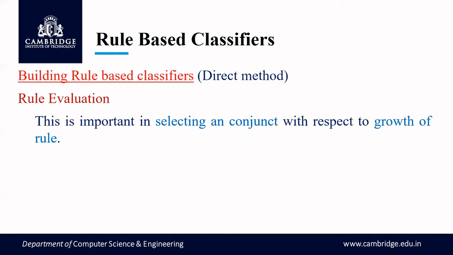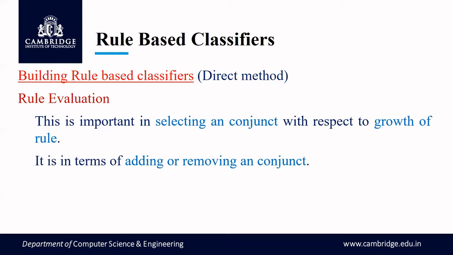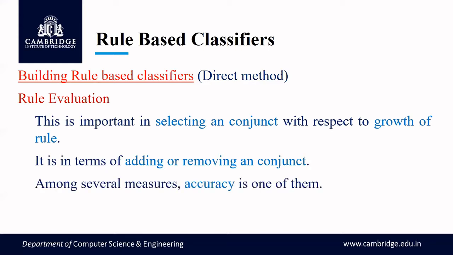Previously, in one case I had considered accuracy as the measure, and in the other case I had considered coverage as the measure, right? So are there any other measures which we can consider in order to identify the quality of the rule? That is where the rule evaluation process comes in. In terms of adding or removing the conjunct, there are several measures, where accuracy is one of them.